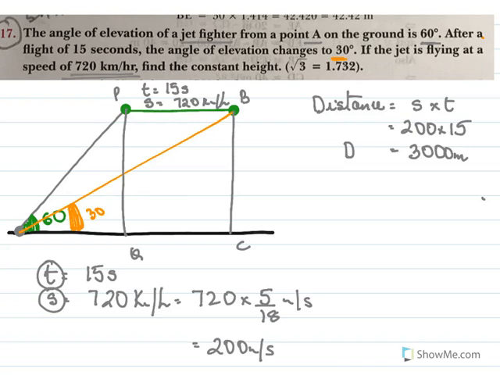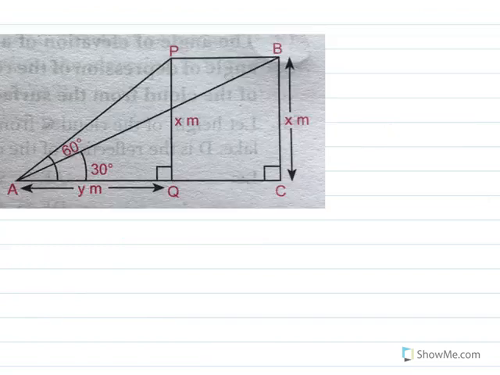Now the distance traveled is 3000 meters, but which distance are they referring to? Here we have seen it is this distance, PB. This distance it has taken 15 seconds to move at a speed of 720 km per hour. So PB is 3000. Remember, if PB is 3000, QC will also be 3000, because they are equal. And then we carry on the sum the same way. We will take this as height. This is the height at which the jet fighter is flying.